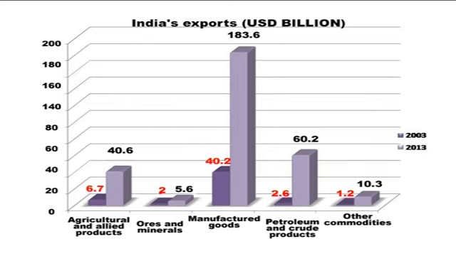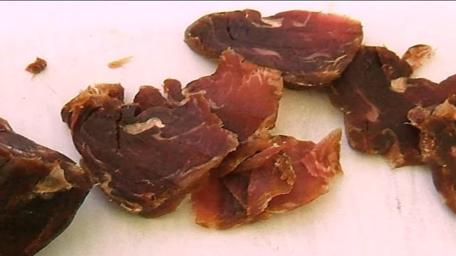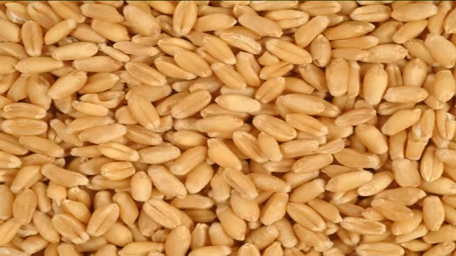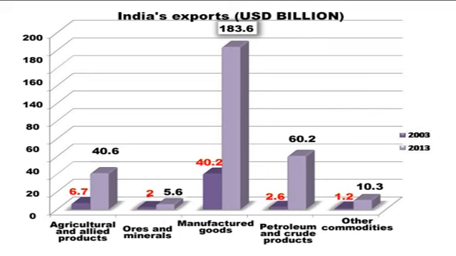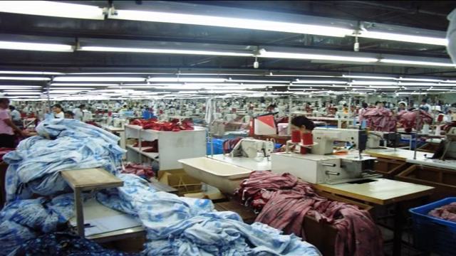Agricultural and allied products have registered high growth of 22.2% and stood at USD 40.6 billion in 2013. Major agricultural and allied commodities exported by India include basmati rice, marine products, meat and meat products, oil meals, spices, wheat and sugar. At USD 183.6 billion in 2013, manufactured goods have registered growth of 18.4%. Major manufactured goods exported by India include engineering goods, chemicals and related products, textiles and ready-made garments.